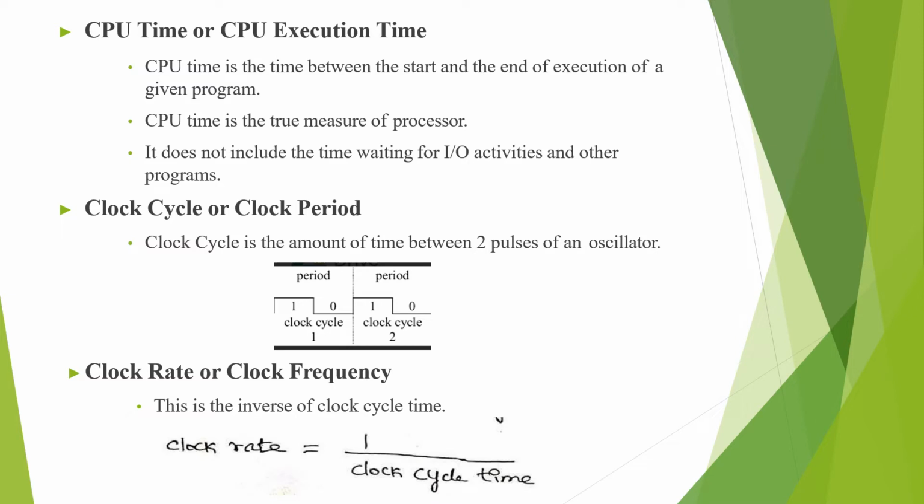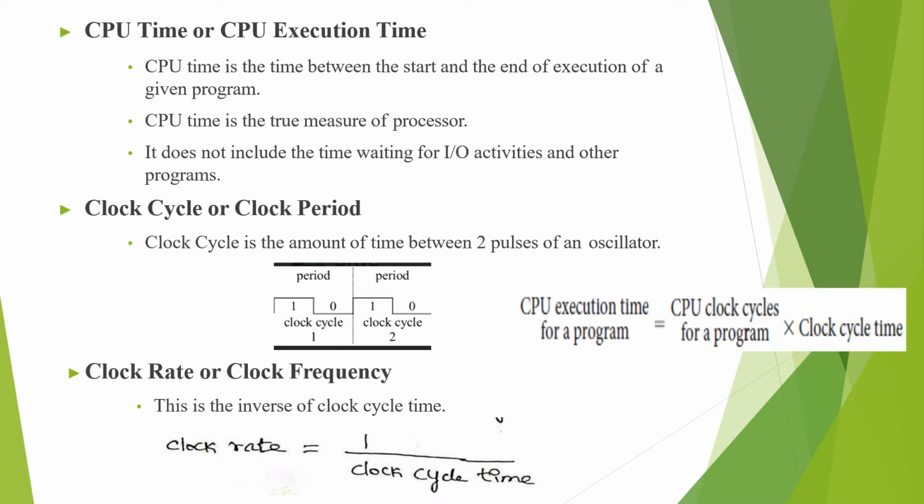The CPU time is given by the equation: CPU execution time for the program is equal to the CPU clock cycles for the given program times the clock cycle time. That is, it is the product of CPU clock cycles and clock cycle time.